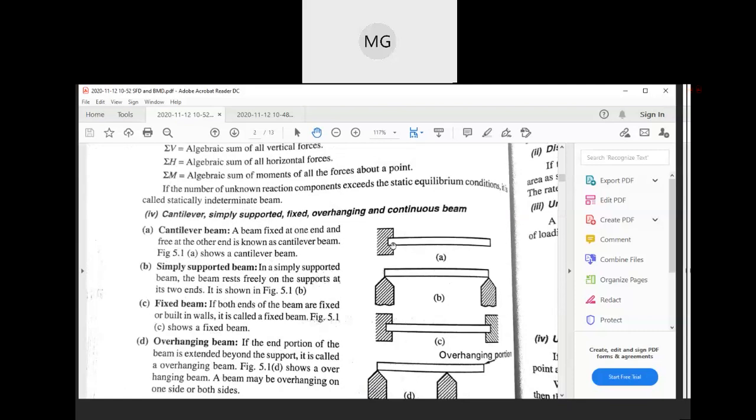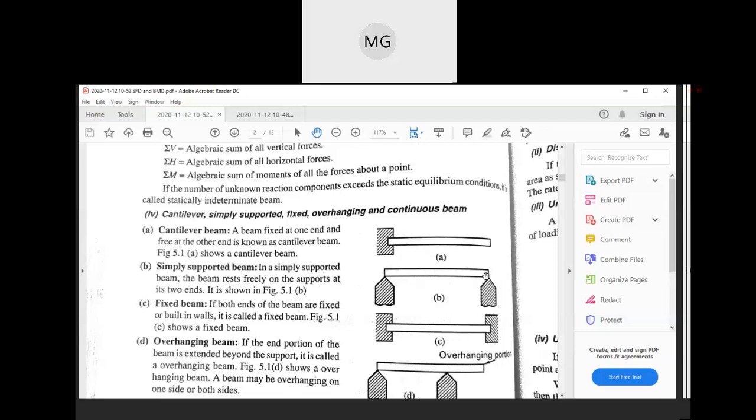See here, now it is a cantilever beam. You are applying a load on the right end of the cantilever beam. Because of that load, it will bend like this. So this is hogging, and the couple will be like this, clockwise. So that is negative bending moment.